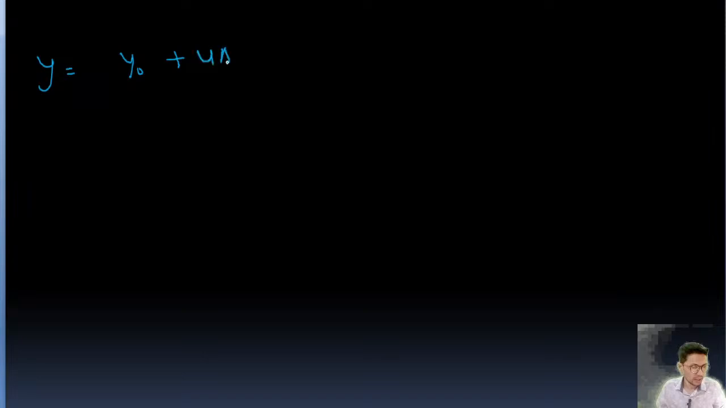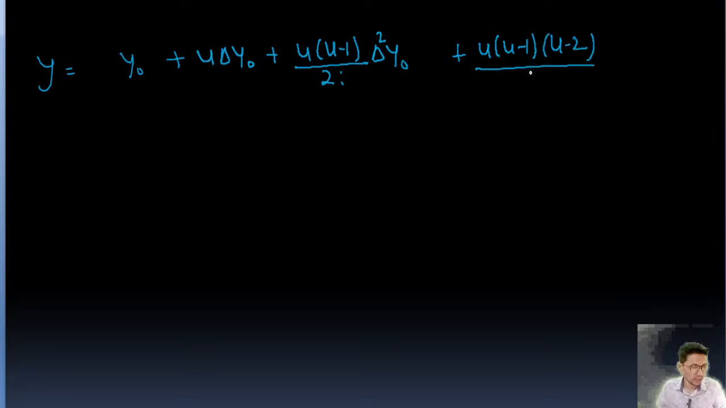plus u into u minus 1 upon 2 factorial delta square y naught plus u into u minus 1 into u minus 2 upon 3 factorial delta cube y naught. Because there are only these terms, we'll take till this.